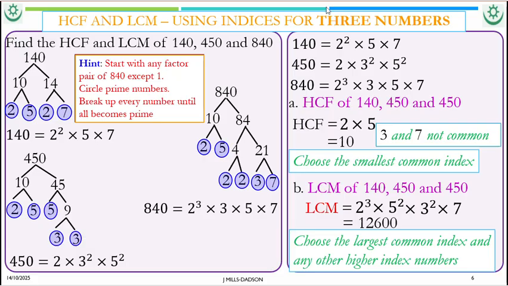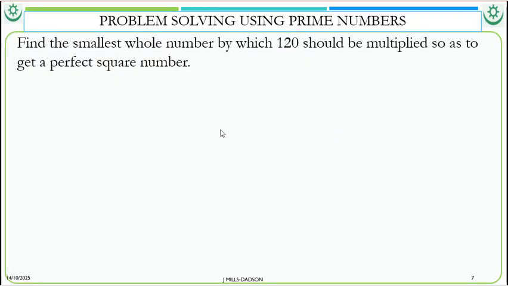So learn the rules of choosing highest common factor from index form and LCM from index form. To recap, we get the common numbers, we choose the smallest power for the HCF. For the LCM, we start with the common factors, we choose the highest power, then any other number, but also the highest power. Thank you. I hope you've enjoyed it. Now, next slide, we'll be talking about application of prime factors.